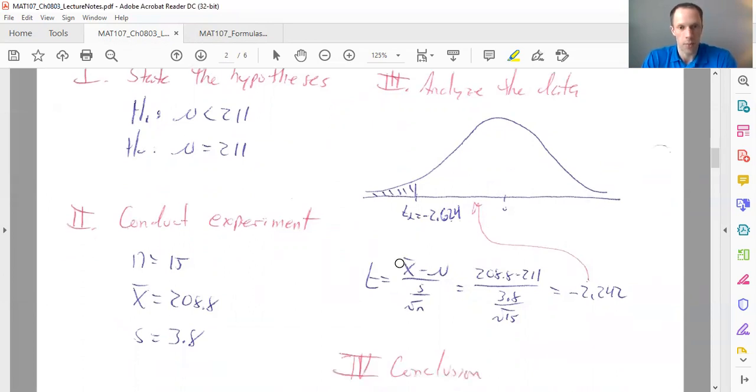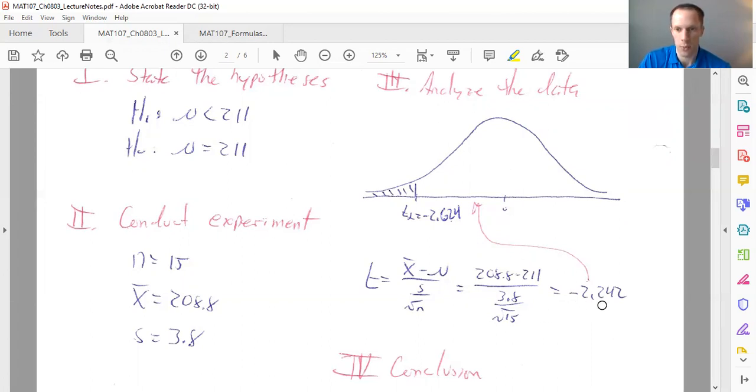Now convert your sample average into a t-score. Since we have sample standard deviation, we have to convert it to a t-score. So take the sample average, 208.8, minus what you would assume to be the population mean with the null hypothesis, that's 211. Then divide that by the standard deviation for the sample, 3.8 over the sample size, or I should say over the square root of the sample size, so the square root of 15.